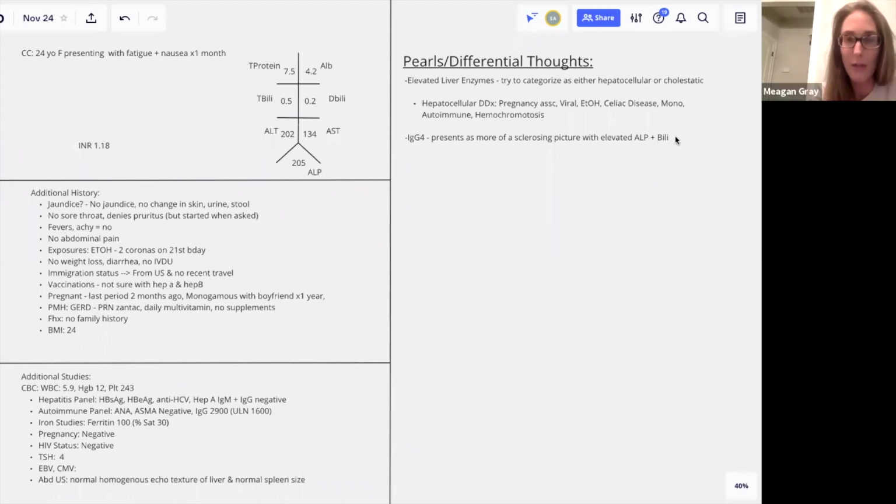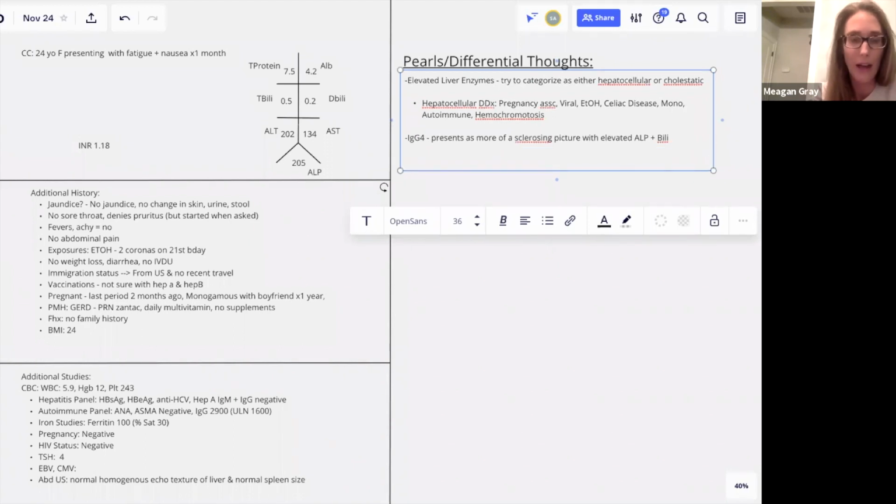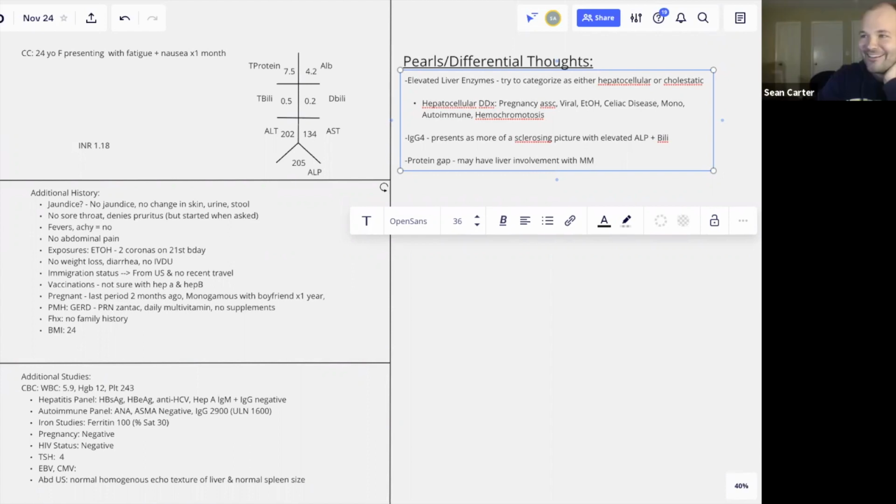Yeah, you can see liver involvement with myeloma, and so I would think about that. Okay. I actually have a patient just a couple of weeks ago that has plasma cell dyscrasia, and we actually found it on their liver biopsy. So not common, but we do see it every once in a while. Okay, cool. I did not know that.